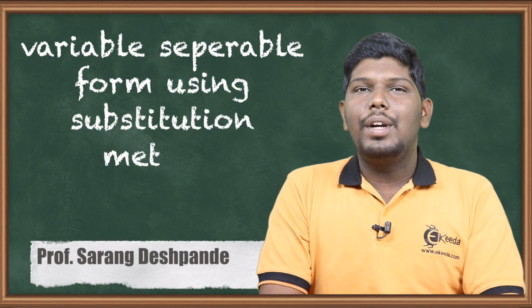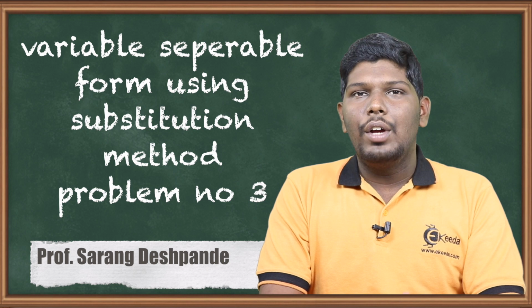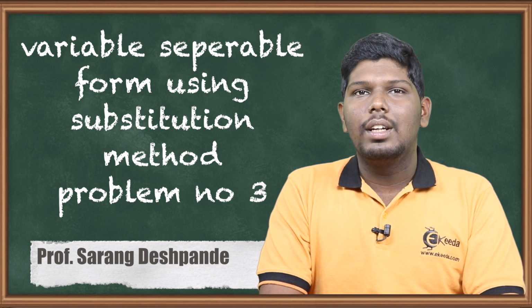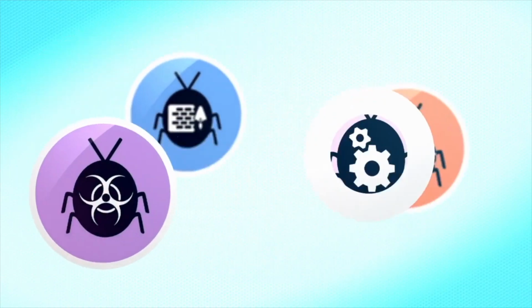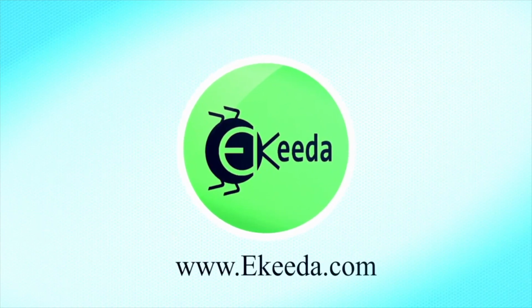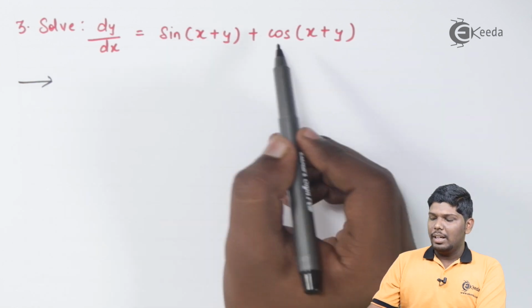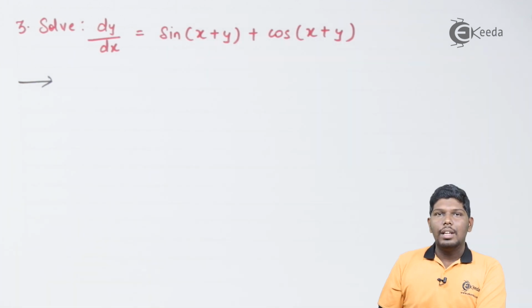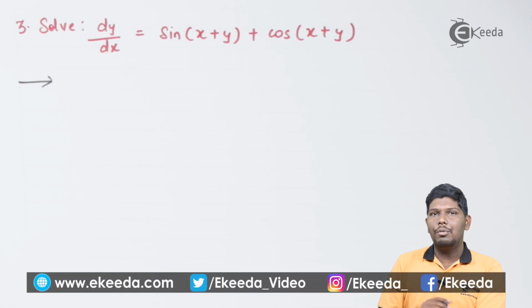Hello friends, in this video we are going to see one more problem which is based on variable separable method using substitution. Let us start with problem number 3. Solve dy by dx equal to sine of x plus y plus cos of x plus y. Here again we have the angle x plus y that we are going to substitute as v.